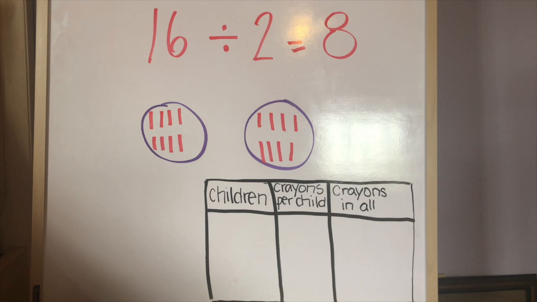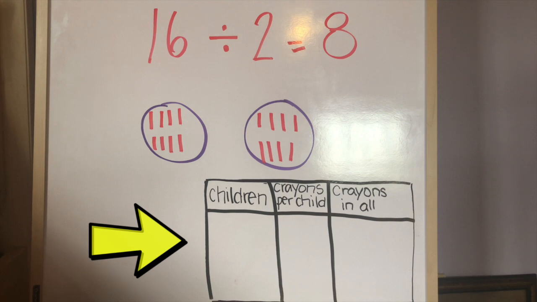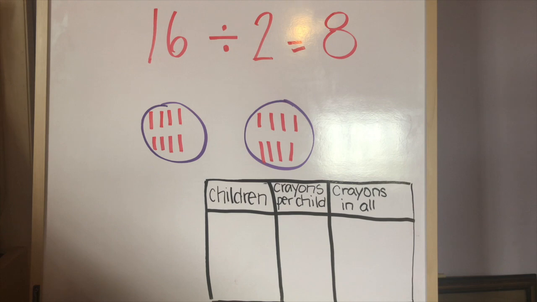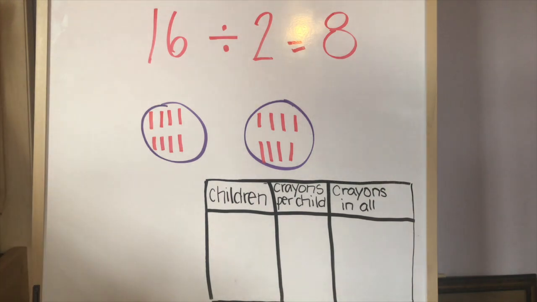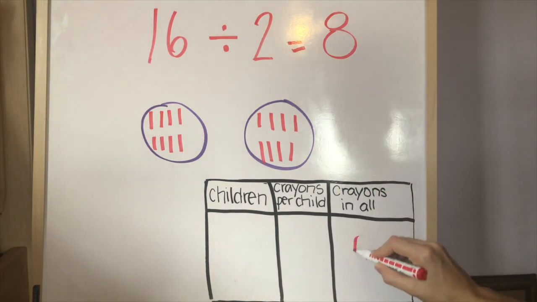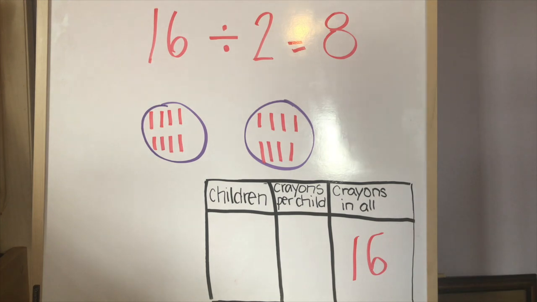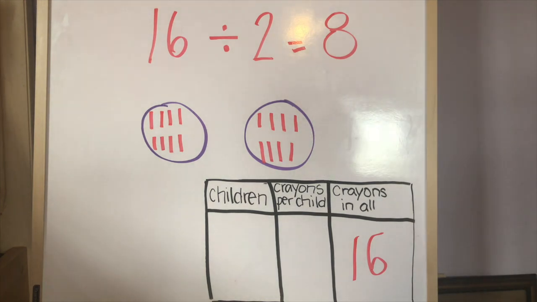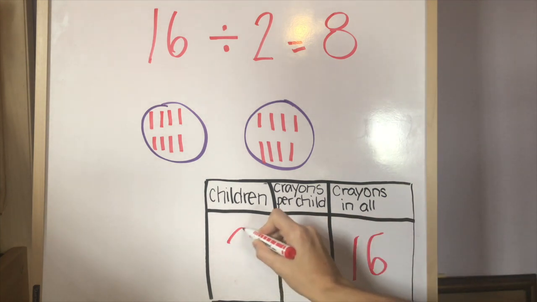So in your math journal, you will see a diagram that looks like this. This is a diagram that you can use when you are dividing. So let's fill it out together. The first thing we knew was how many crayons we had in all. So I'm going to go ahead and write that. We knew that we had 16 crayons in all. The next thing we knew was how many children there were. We said that there were two friends. So I will fill that out.